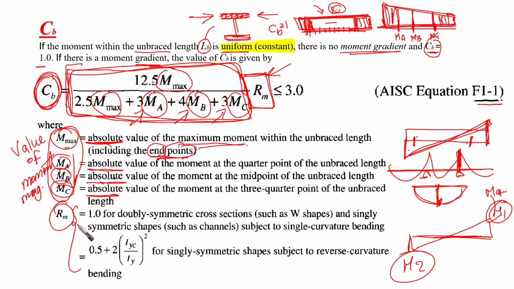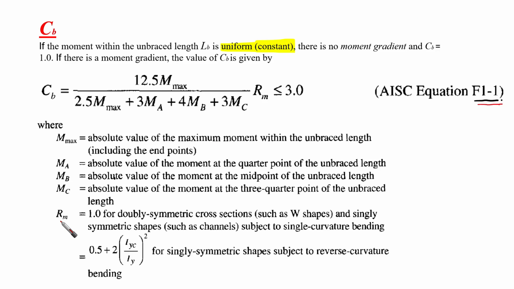Okay, so this is the first part, which is this fraction. Then the second part is going to be Rm, which deals with what we call the curvature of bending.